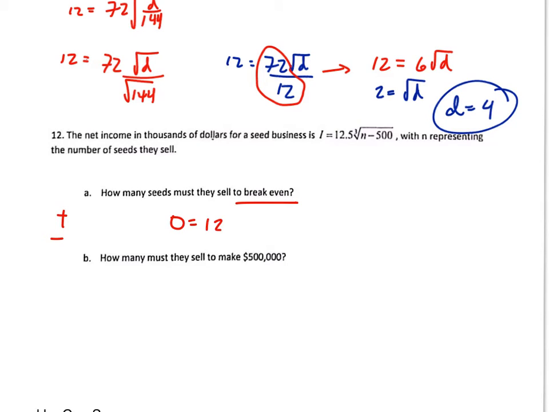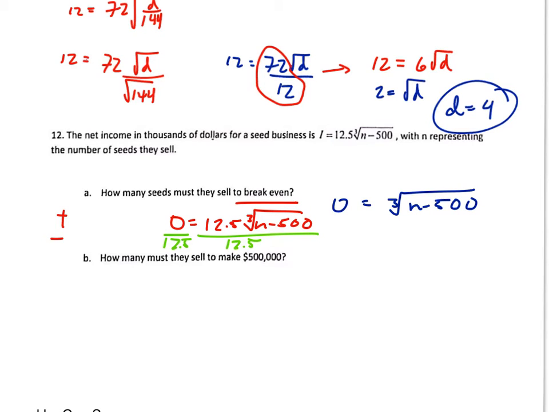When we have 0 equals 12.5 times the cube root of n minus 500. The nice thing about having 0 on that side is our first step, if we divide by 12.5, well, 0 divided by 12.5 is still 0, because 0 divided by anything is 0. And so we have 0 equals the cube root of n minus 500. And to undo cube root, if we cube it, again, 0 cubed is still going to be 0, so we just have 0 equals n minus 500, which means n has to be 500.